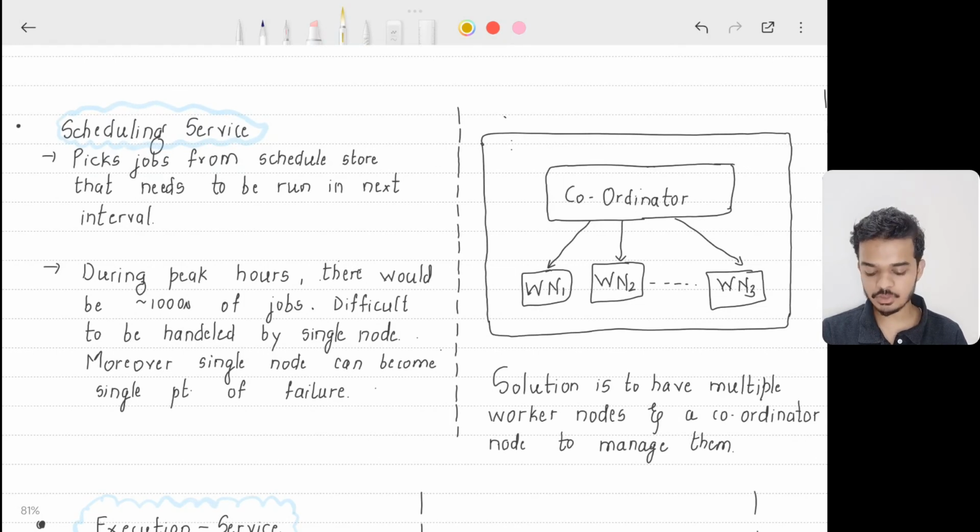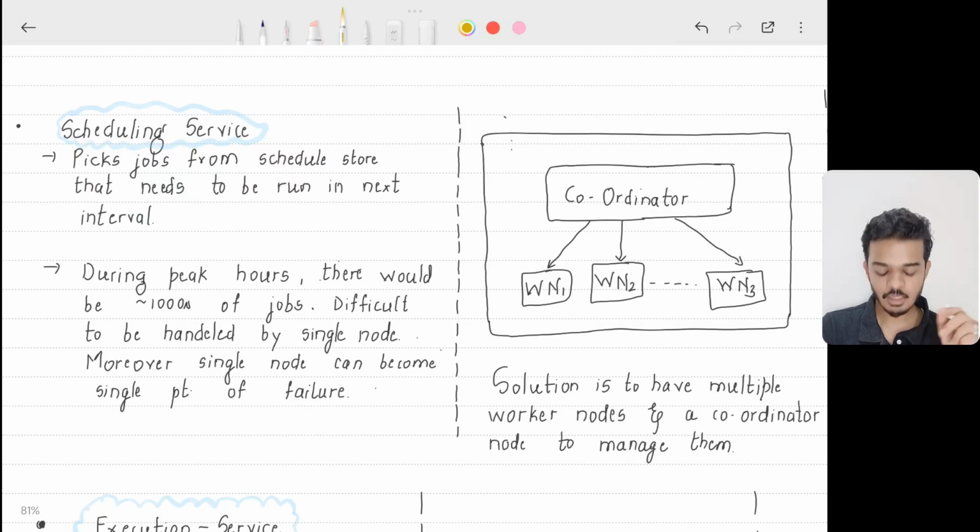The scheduling service is going to pick jobs from the schedule store that are going to be run in the next interval. So during peak hours we are going to have thousands of jobs in a second, right? It will be difficult to handle this scale by a single node. If the scheduling service is running on a single node, it would be very difficult for that one particular machine to handle thousands of jobs, right? So a single node running a scheduling service won't be sufficient.